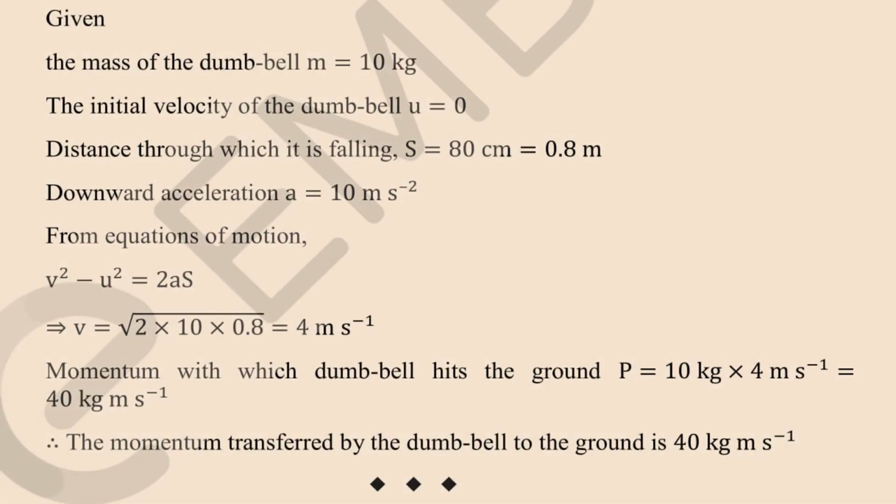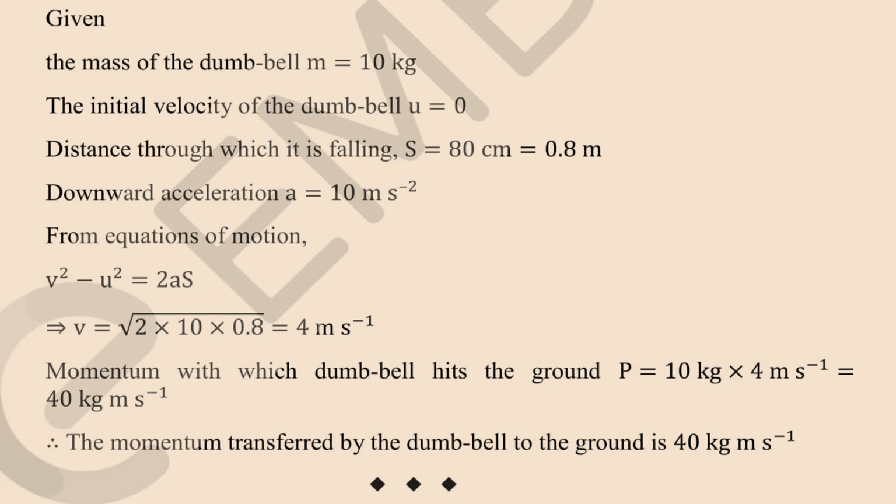Here the mass of the dumbbell is given as m equals 10 kilogram. Initial velocity u is equal to 0 as it is falling down, and the height from which it is falling, that is the distance it moved, so we can write s equals 80 centimeter, but it has to be converted to meter. Therefore we will divide 80 by 100. So 80 divided by 100 is equal to 0.8 meter. And the downward acceleration a equals 10 meter per second square.